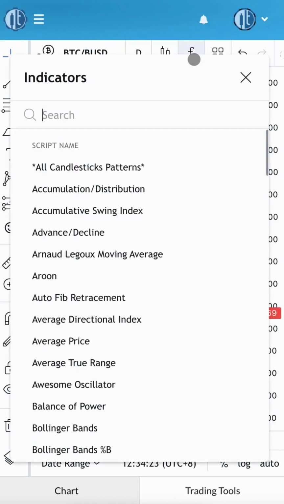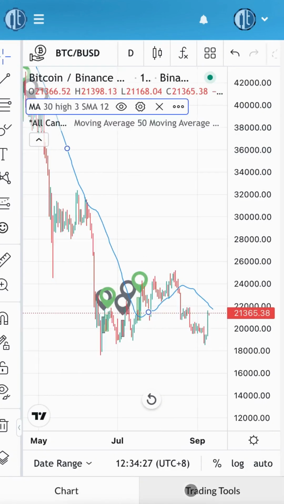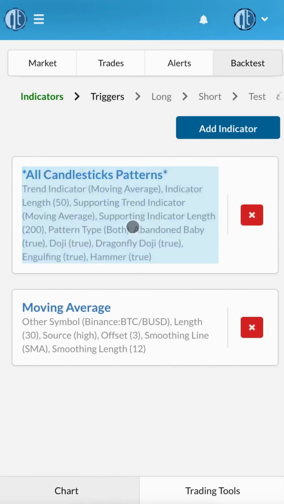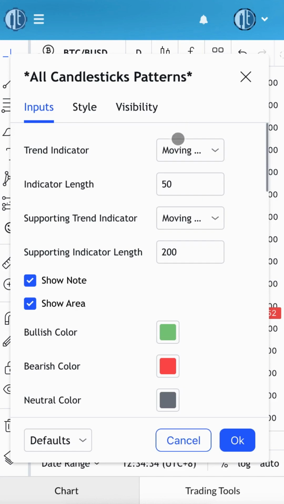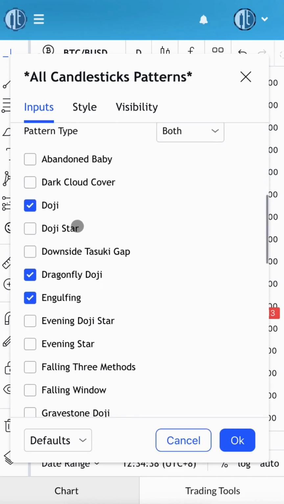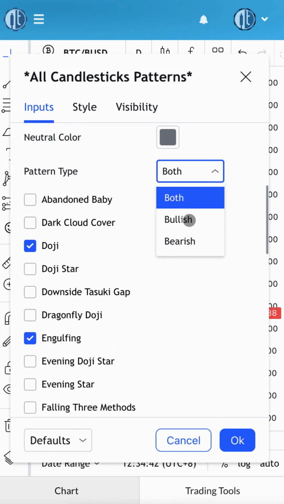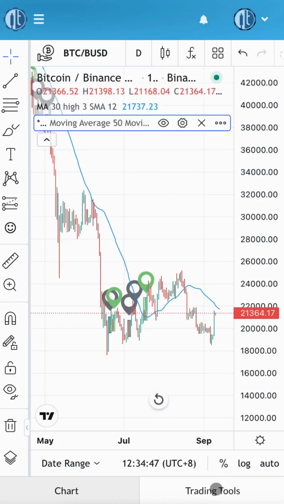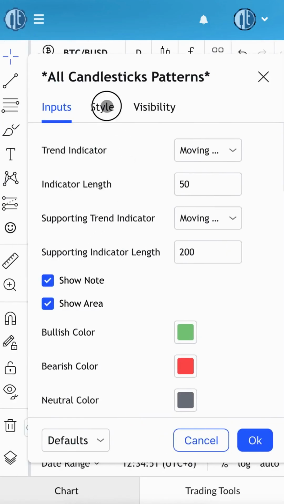Let's briefly explore the candlestick patterns by selecting them at the top of the list. Then select the indicator settings by clicking the indicator here or settings icon here. Within the indicator settings, toggle the individual patterns that you require for your system and whether you're interested in bullish or bearish signals. Note that any indicator input changes will be reflected in your trading system and can be seen within the indicator in the trading tools.